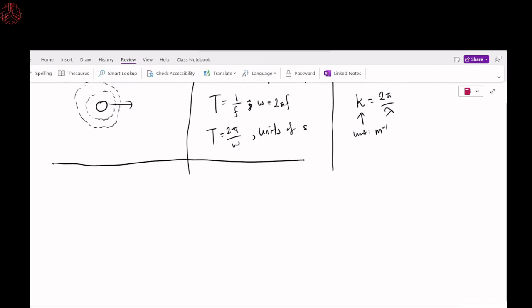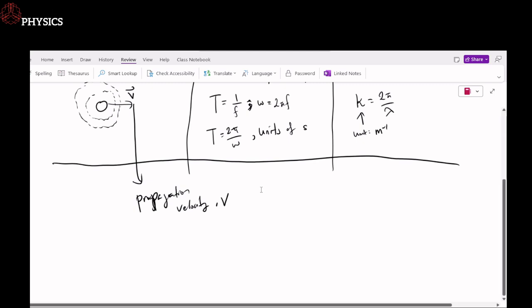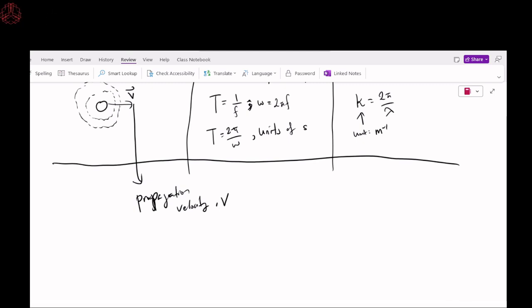Now we have a wave. We want to know how fast this is moving, right? The propagation velocity, v. Quite simply, what you can do is look at the units and see what works. Here we can see f lambda would work because it's s^-1 and meters, so it's just meters per second.